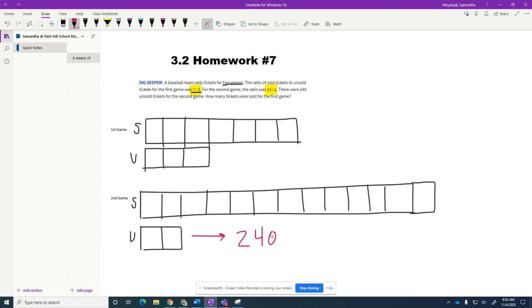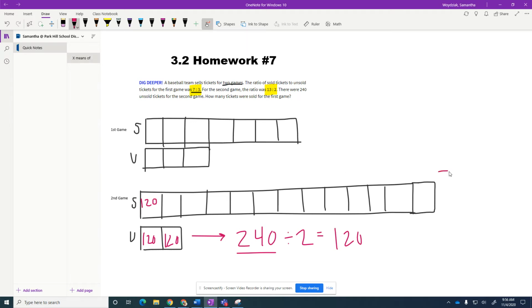Well, I can see here that I need to divide this 240 by 2 because I have 2 pieces. So these 2 pieces here are going to equal 240, and I know the pieces are equal. So when I do that, I get 120. So what that tells me is that each of these pieces is 120, and if each of these pieces are 120, then these pieces are 120 as well. So all of these are 120.